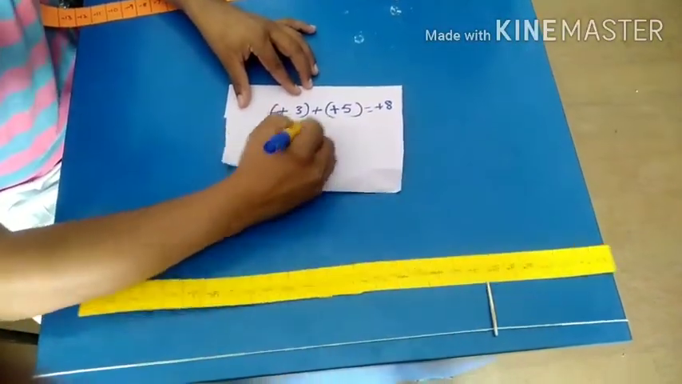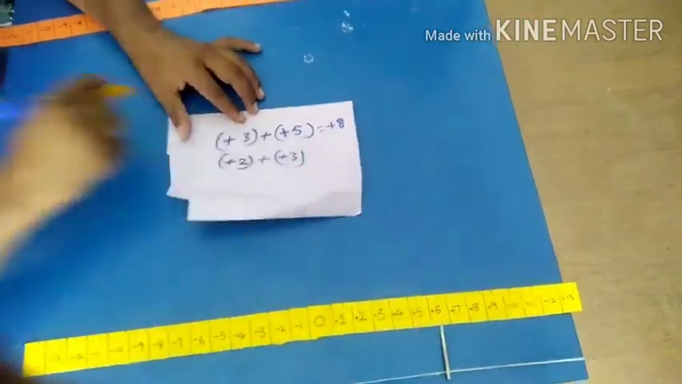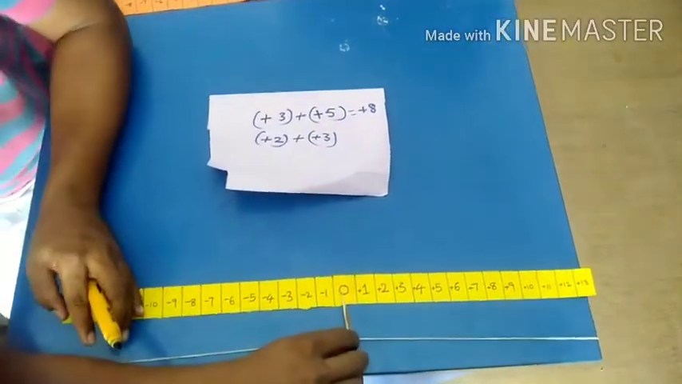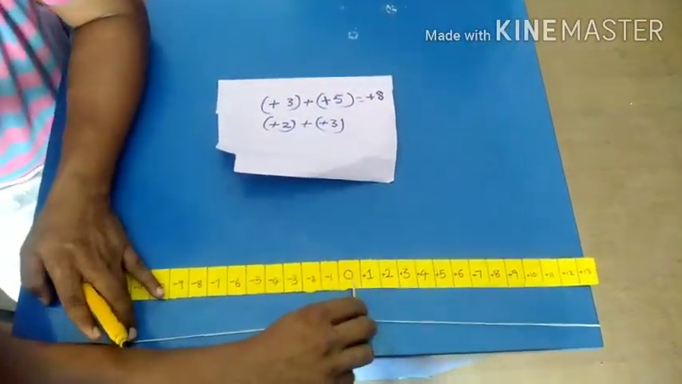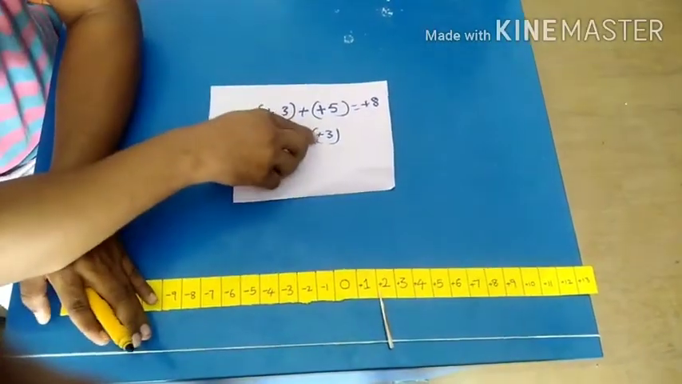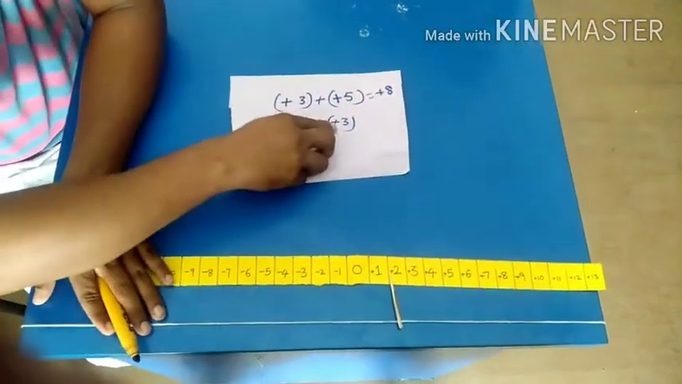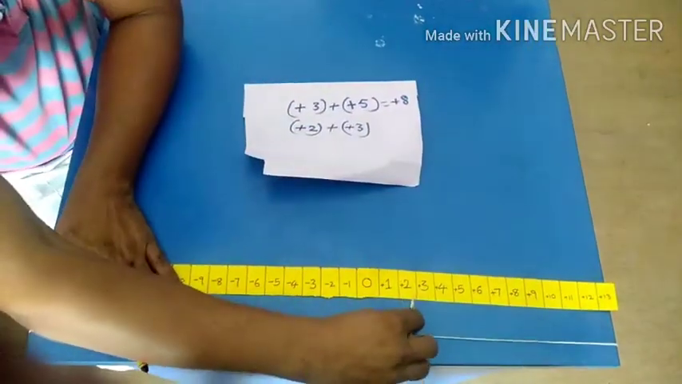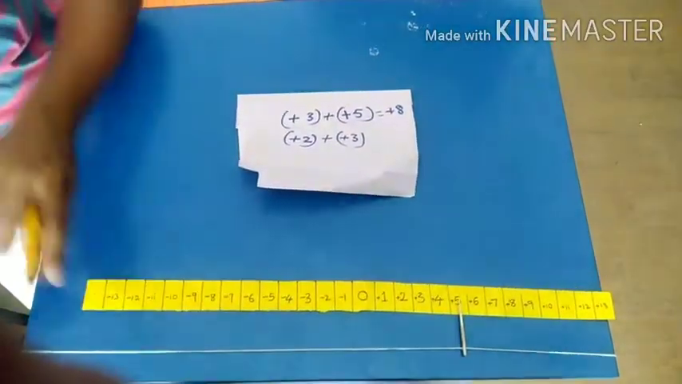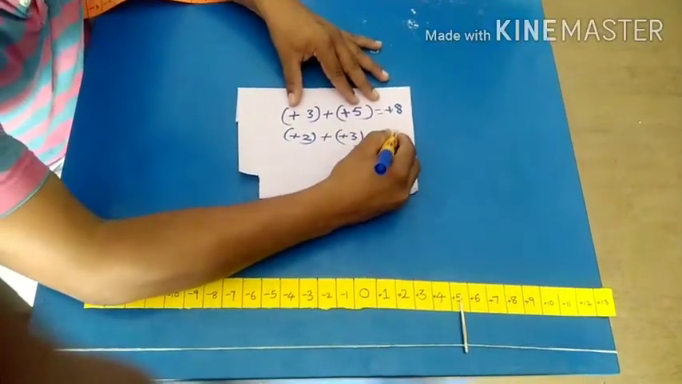Plus 2 and plus 3. Now we'll move to the 0. Plus 2, 1, 2. Then again, how many integers? 3 positive integers, positive integers on the right side. How many digits do we have to move? 3 digits, so 1, 2 and 3. Now what is the answer? Plus 5. The answer is plus 5.